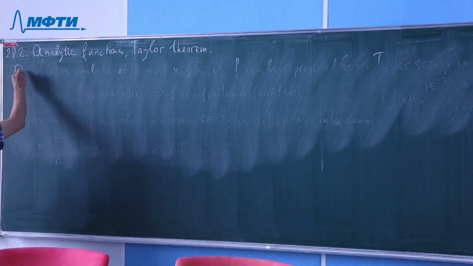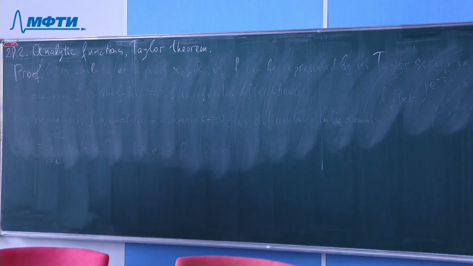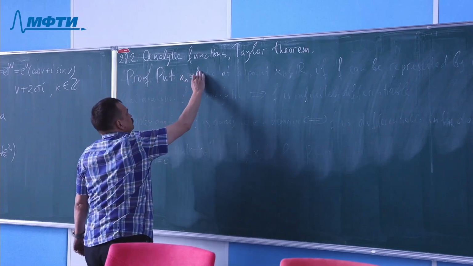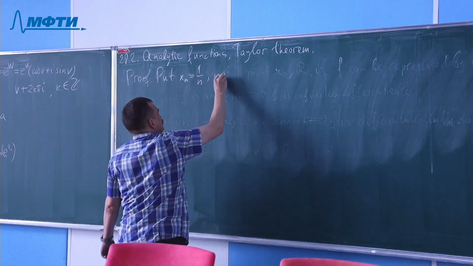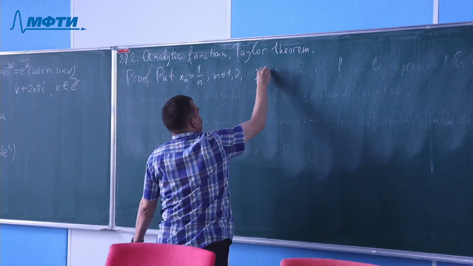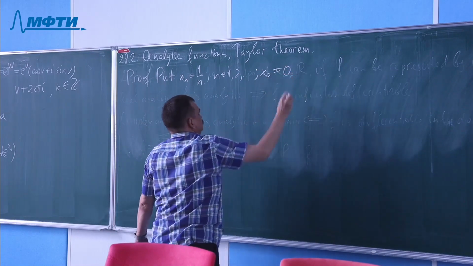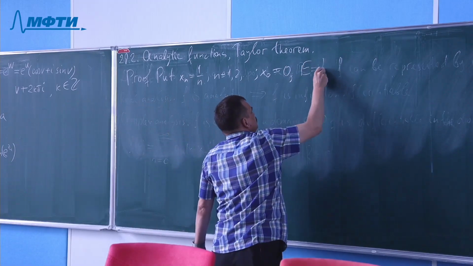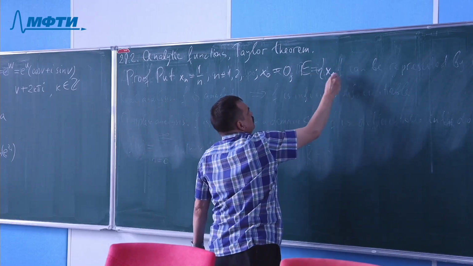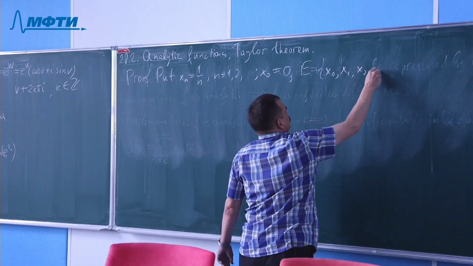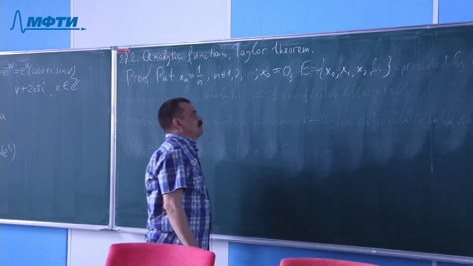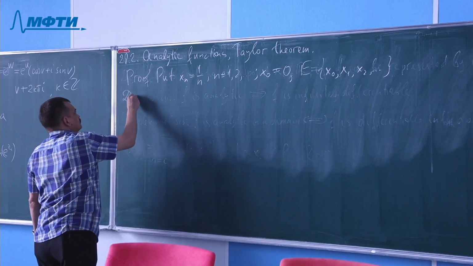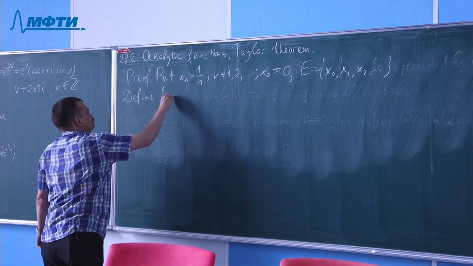Proof. Put x_n equals 1 over n, for n equals 1, 2, and so on, and x_0 equals 0. And then consider such a set: x_0, x_1, x_2, and so on. That is a number set, right? Now define functions.